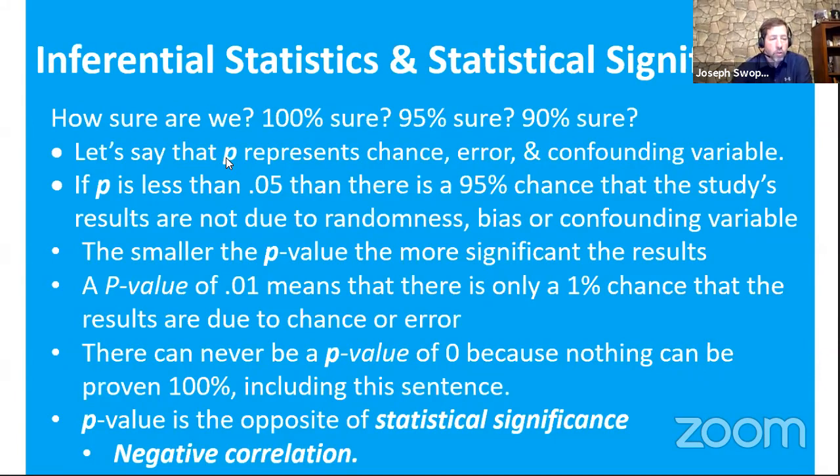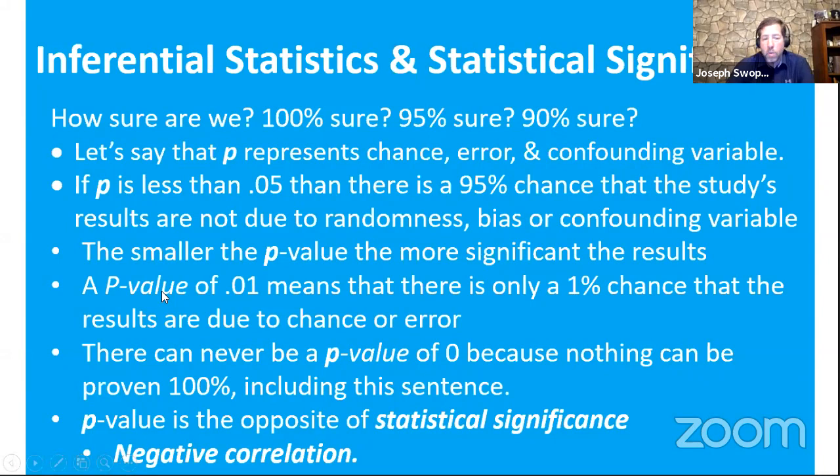So we want a small p. Okay, a p of less than 0.05, or a p of 0.05. If p is 0.05, that means there's a 95% chance that the study's results are not due to randomness, bias, or confounding variables. So the smaller the p, the higher the significance. I just said this, the smaller the p-value is, the more significant the results.